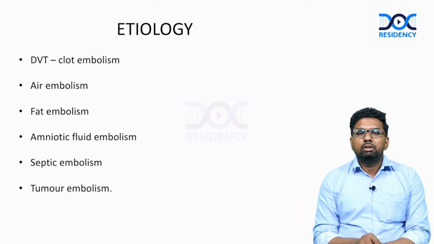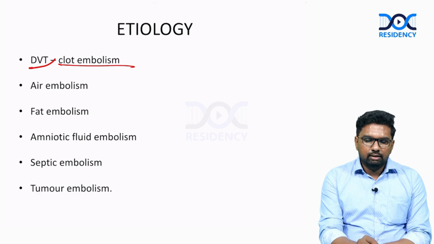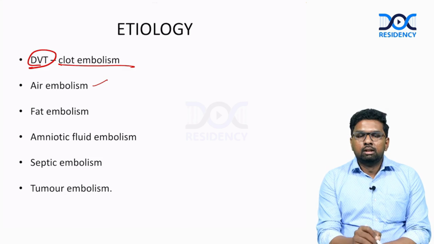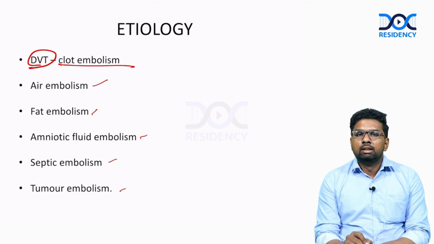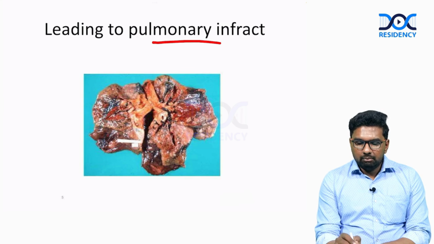So coming to the etiology of pulmonary embolism, first thing is clot embolism, and DVT is the common cause. Deep vein thrombosis is the common cause of clot embolism, and air embolism can also occur, and fat embolism can occur. Of course, amniotic fluid embolism, septic emboli, and tumor embolization can also occur into the pulmonary circulation, causing occlusion of the pulmonary vessels. Following the pulmonary embolism, it can lead to pulmonary infarct.